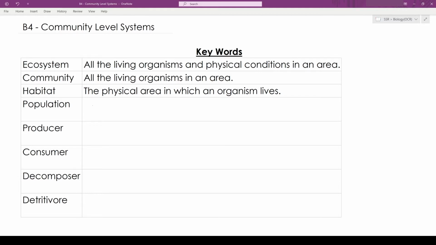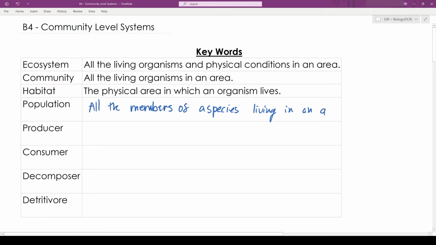In addition to the 3 that we've already defined, there are a few more that you will also need to know about the different roles that organisms can have in their communities. First of all, a population is all the members of a species living in an area. A producer is an organism that is able to make its own food. In most cases, these are plants.